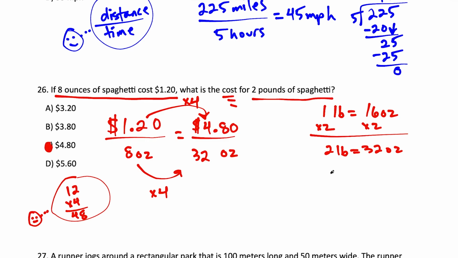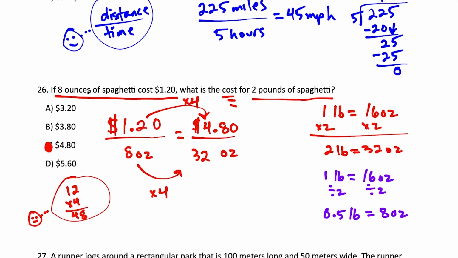Now, another way to do this is to start off with 1 pound is equal to 16 ounces. And this time around, we could divide both sides by 2. And if we divide both sides by 2, 1 divided by 2 is 1/2. So that tells us that half of a pound, or 0.5 pounds, is equal to 8 ounces.